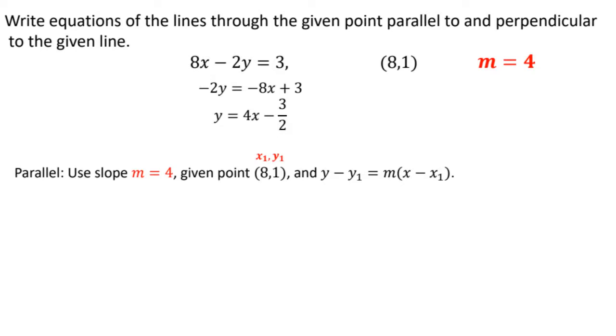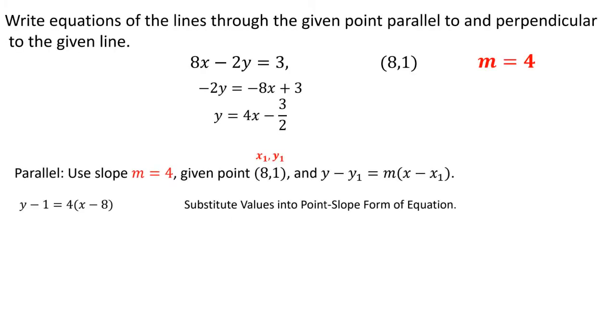So let's go ahead and do the substitution. Let's substitute what we know. We know y1, which is 1. We know m, which is our slope, 4. And we know x1, which is 8. Okay, so to get our equation, we're going to simplify and solve for y.